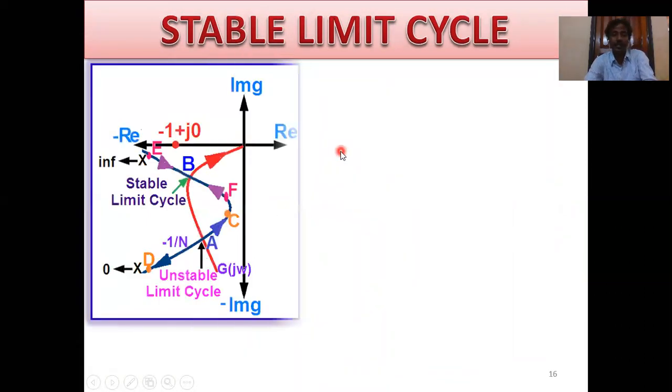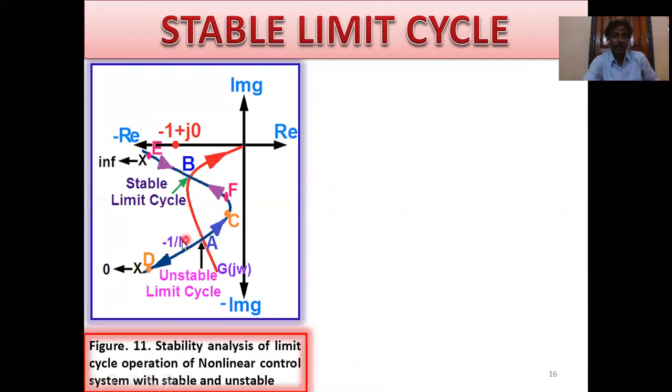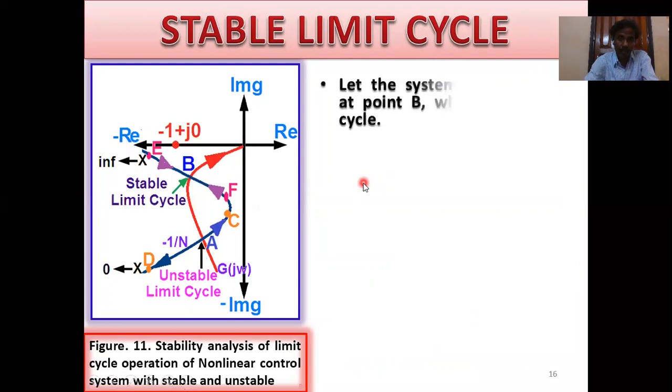Next, the stable limit cycle. Again, this is the -1/N locus and this is the G(jω) locus, with intersection point A and intersection point B, A being one operating point and B another. Let the system be operating at point B. This is the operating point, which is a limit cycle. Again, this is an intersection point, that's why a limit cycle exists. Is this limit cycle stable or unstable?